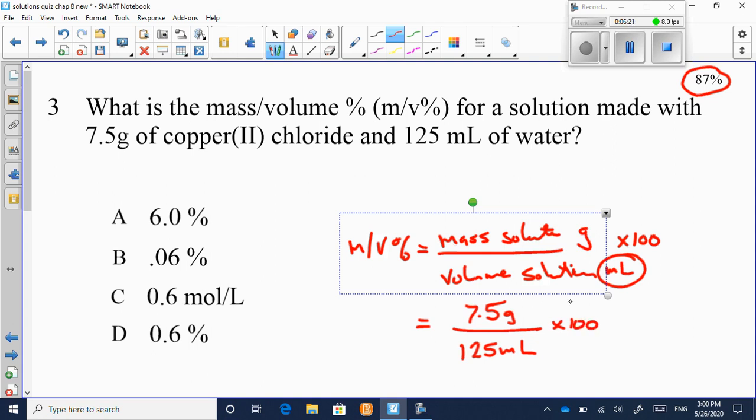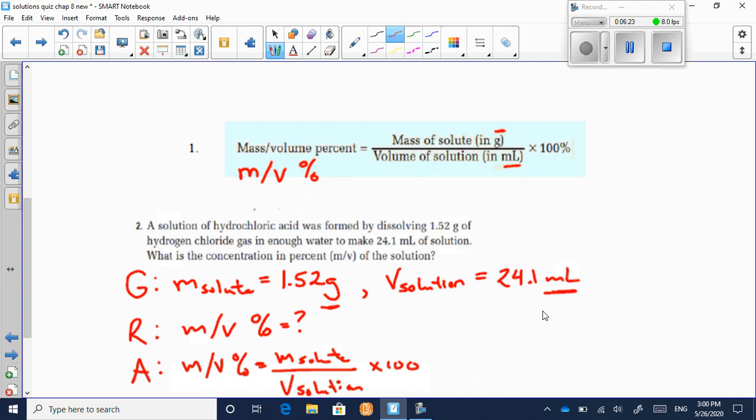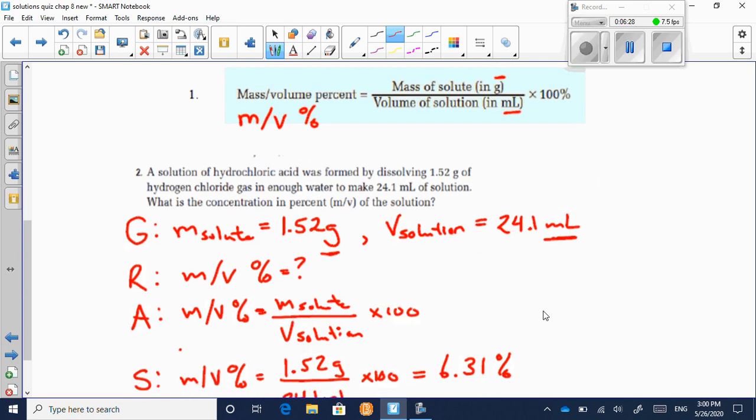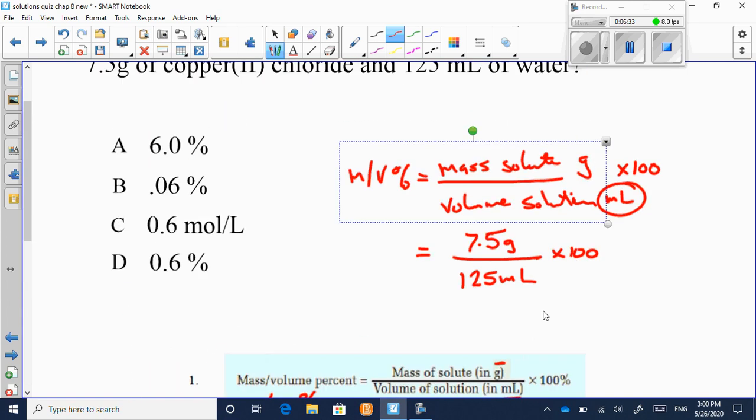That's the mass volume percent. And I just showed you here, here it is in the note where we did an example of this, and I used grams and milliliters. So sure enough, let me get my calculator out and go 7.5 divided by 125, and then I get 0.06 times 100, and I get 6%. Okay, so it's that one right there, 6%.